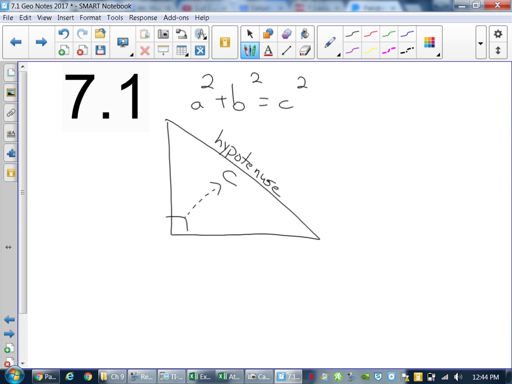If you have one right angle in a triangle, you can't have another angle bigger than that, because you'd have too many degrees, then you wouldn't be able to make a triangle.